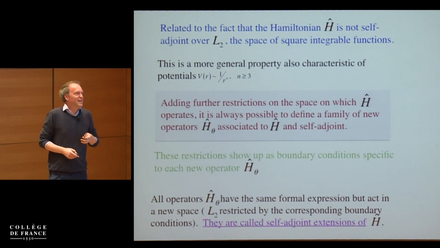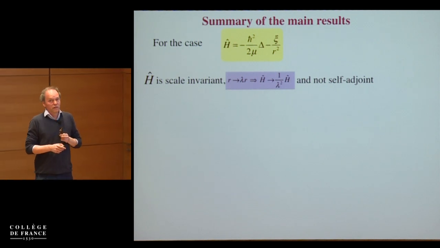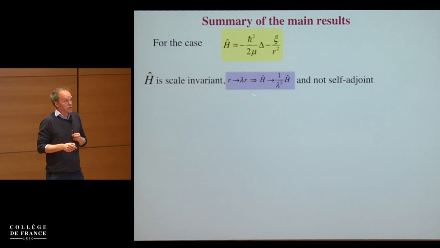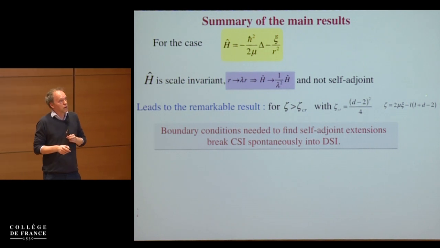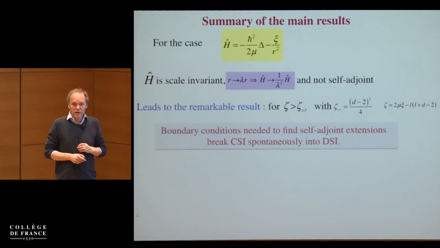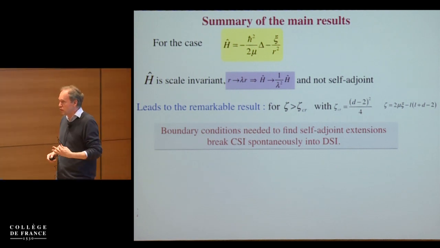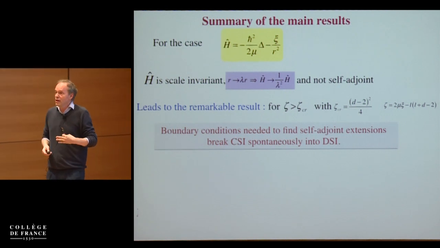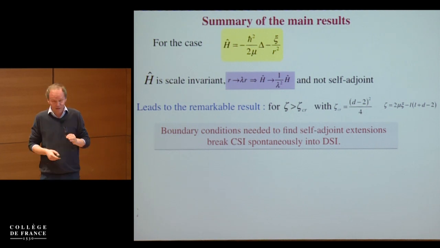Okay, good. Now, let me summarize all that I said. If I look at this Hamiltonian with this 1 over r squared behavior, this Hamiltonian is scale invariant and not self-adjoint. This leads to the remarkable result that if this zeta, which was defined here, you remember, is larger than a given critical value, which is equal to that, then the boundary conditions needed to find self-adjoint extensions break the continuous scale invariance that we have into a discrete scale invariance. Which means that each time you want to choose self-adjoint extensions such that the problem is defined, you will break this continuous scale invariance. I will show why. So this is just a conclusion, a summary.